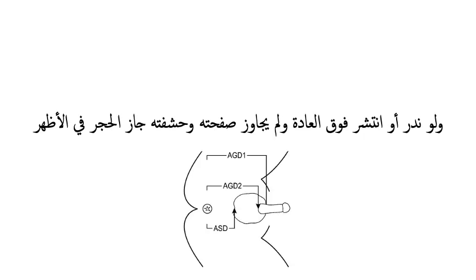The author says ولو ندر, meaning if what comes out is something which is rare, i.e. blood, meaning not urine or feces, or انتشر فوق العادة. Remember, when you urinate normally or defecate normally, not all of the anal orifice is touched by the najasa, and not all of the tip of the penis is touched by the urine. That's in a natural and normal case.